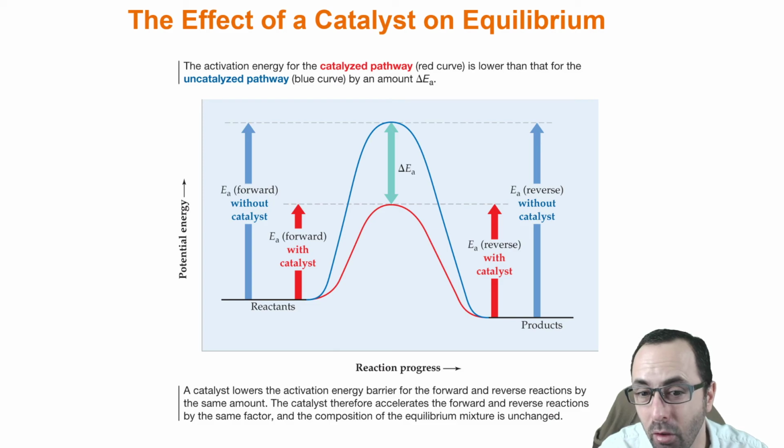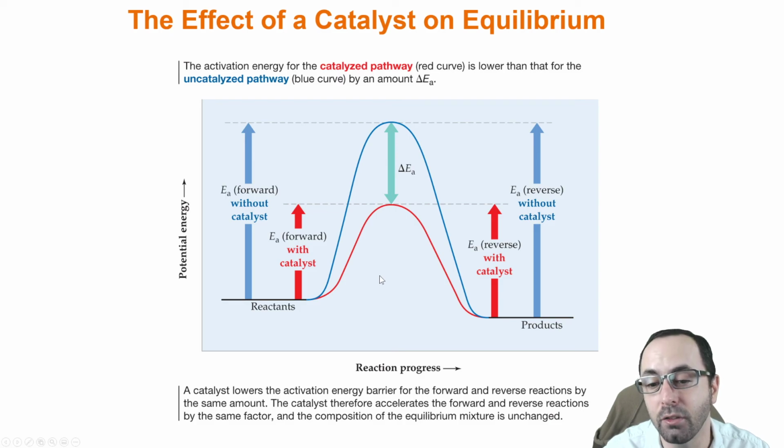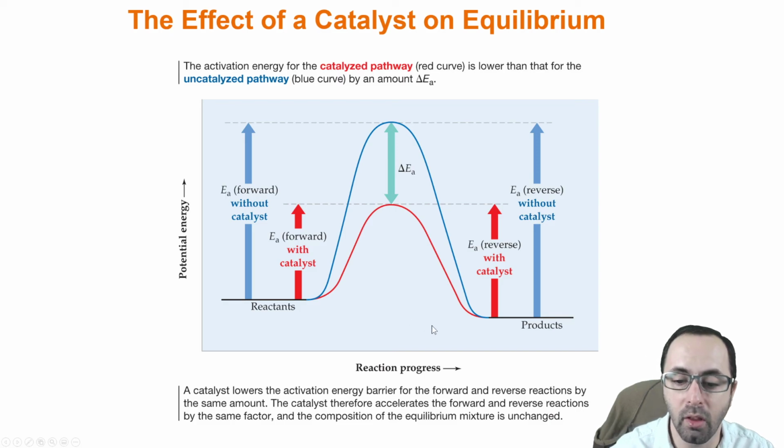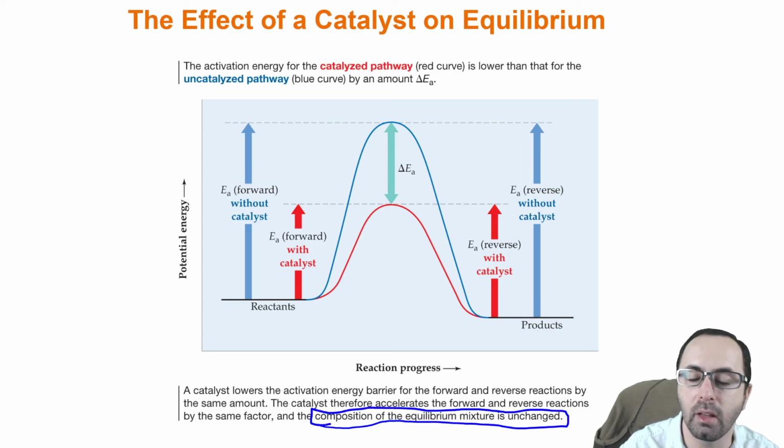What about a catalyst? So back in chapter 16, we talked about how adding a catalyst makes the reaction go faster. The important thing is that it makes it go faster in the forward and the reverse direction. And remember, equilibrium is when the forward direction is going the same speed as the reverse direction. So the result is that although adding a catalyst makes a reaction faster, it has no effect on the equilibrium. The composition of the equilibrium mixture is unchanged by the addition of a catalyst.